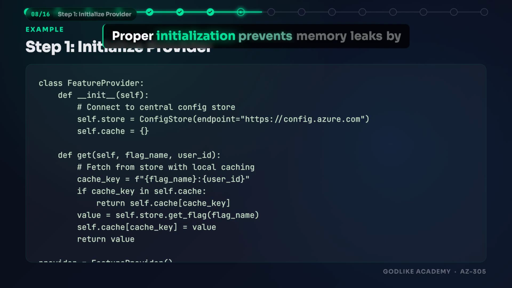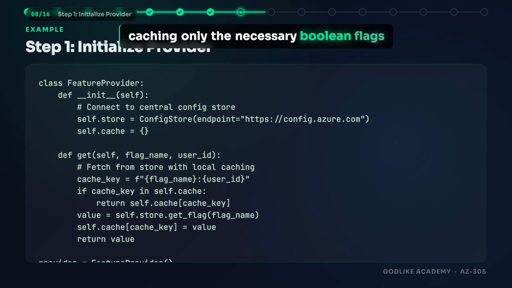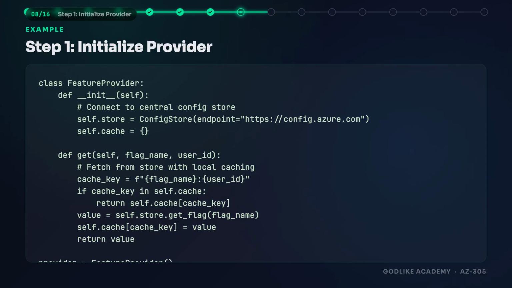Proper initialization prevents memory leaks by caching only the necessary Boolean flags, and avoids latency spikes when processing thousands of concurrent user requests.